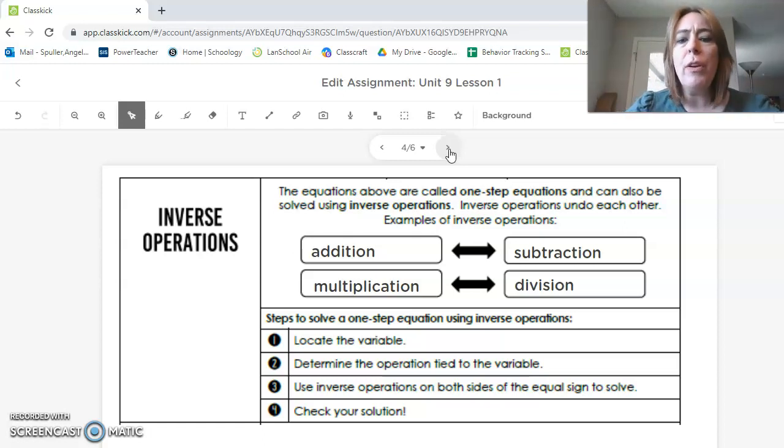So to solve a one-step equation using inverse operation, you first need to locate the variable, determine the operation tied to the variable, then use the inverse or the opposite on both sides of the equal sign to solve, and then check your solution. Now, this sounds kind of confusing. I get it. But let me show you how this works.